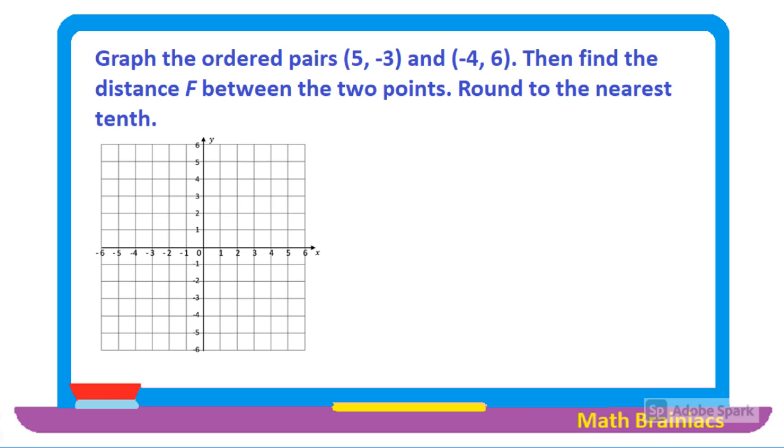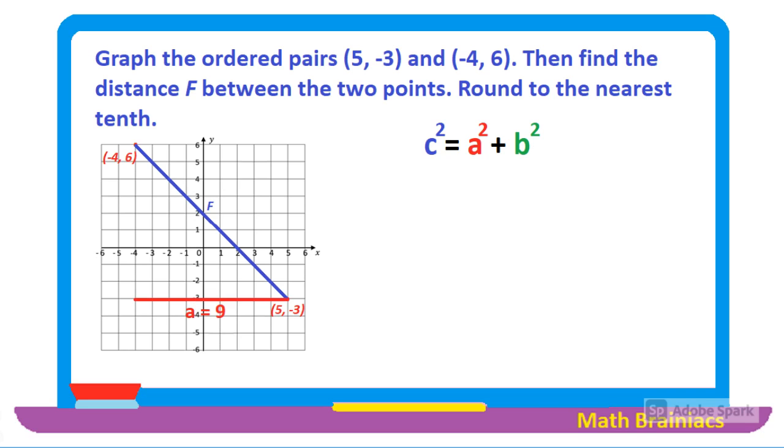Let us draw the coordinate plane so that it will be clear to you. Then let us plot the first ordered pair, which is (5, -3). Then let us plot the second ordered pair, which is (-4, 6). Let us connect the 2 points with a straight line. We are going to use the Pythagorean theorem formula, which is c squared is equal to a squared plus b squared, to find the distance f.